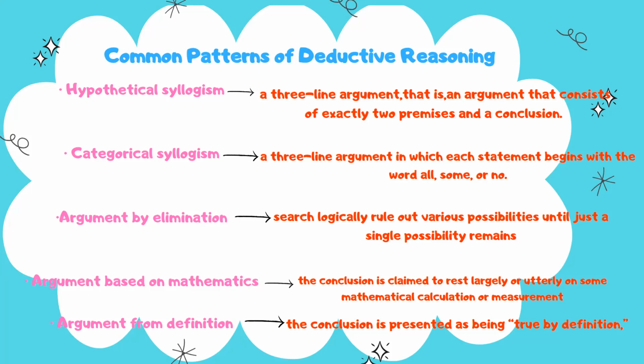The next argument is based on mathematics, where the conclusion is claimed to rest largely or completely on some mathematical calculation or measurement. An example: 8 is greater than 4, 4 is greater than 2, so 8 is greater than 2. The other one is argument from definition, where the conclusion is offered as being true by definition. An example: Jamila is a cardiologist, therefore she is a doctor.